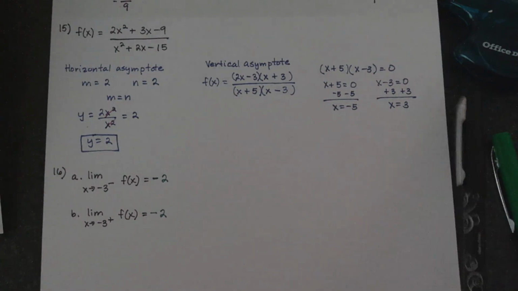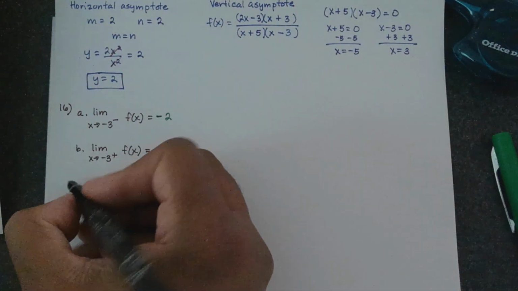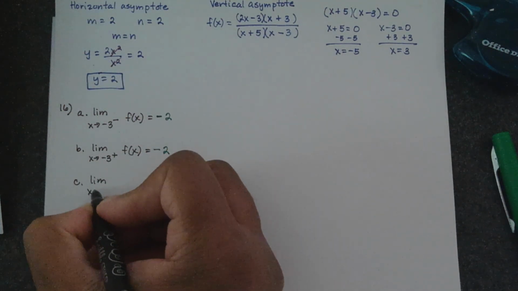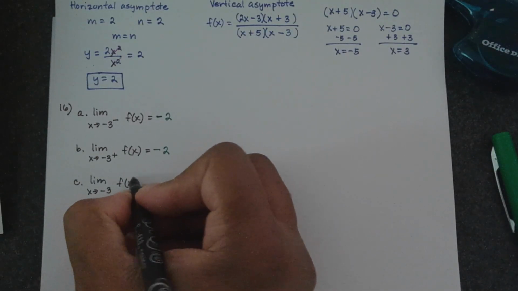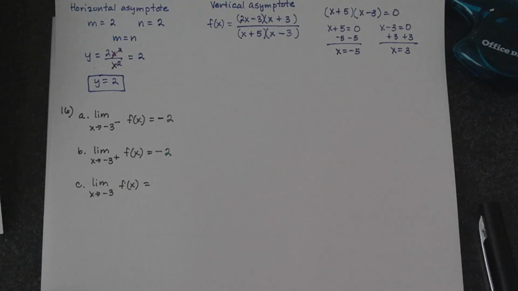So that's part B. Part C is the limit as x approaches negative 3 of f of x. Keep in mind, the left-hand limit and the right-hand limit must be approaching the same value. Is that the case here?